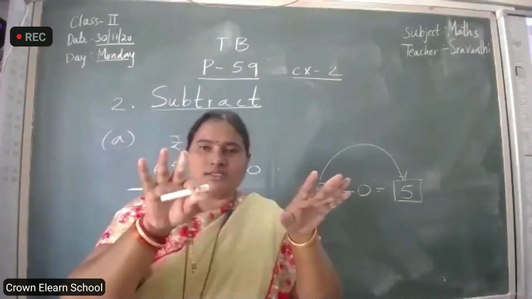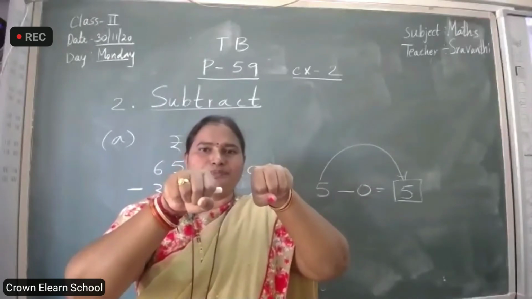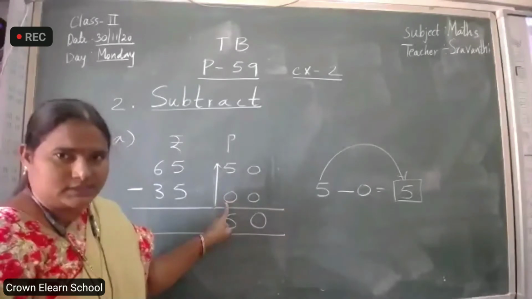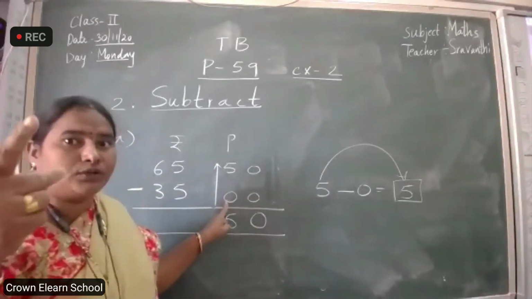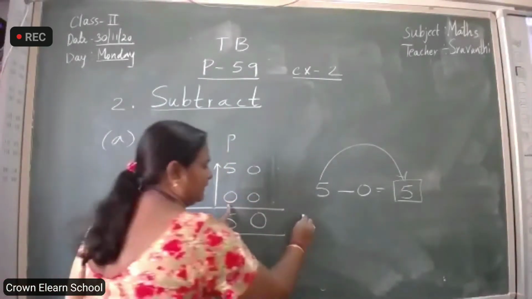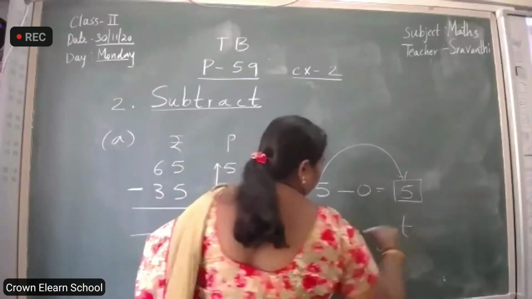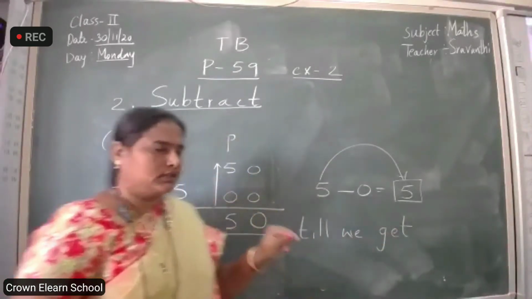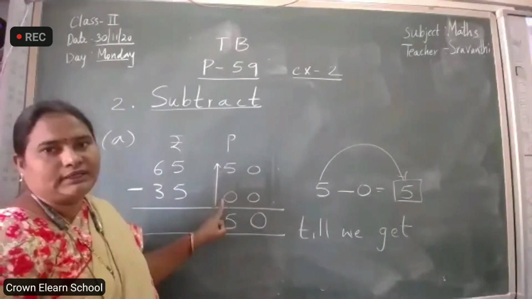Close all fingers. You also close all fingers. Okay. Start from here, down. 0 is there. Forward counting we are doing. 0 after, till we get 5. Till we get 5.